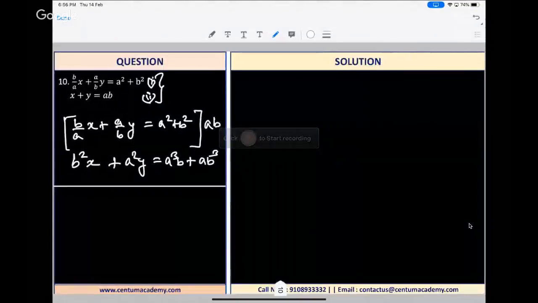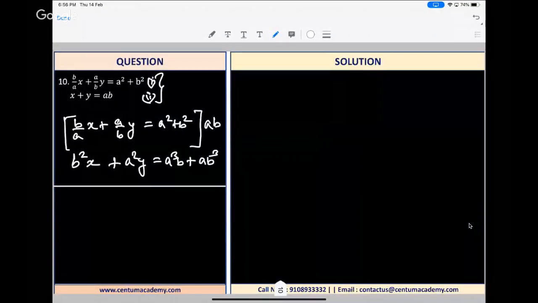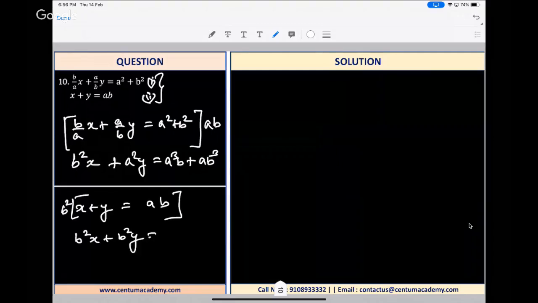So b square x plus a square y equals a cube b plus ab cube. And the second equation is x plus y equals ab. So I'll adopt elimination. To equate the coefficient of x, I will multiply the entire second equation by b square. I will get b square x plus b square y is equal to ab cube.